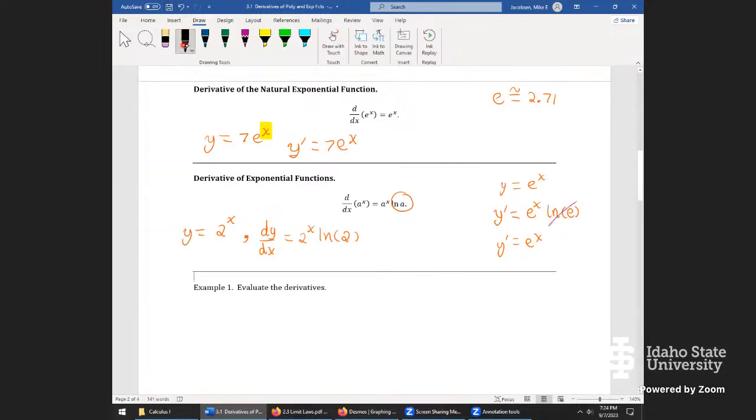I'll put in black the original question. Let's call this part A. All it says is evaluate the derivatives. And let's start off with this thing. F of x equals negative 2x cubed plus 4x squared plus e to the x minus 9. So that's our function we'd like to differentiate.